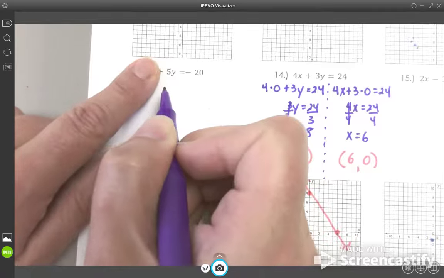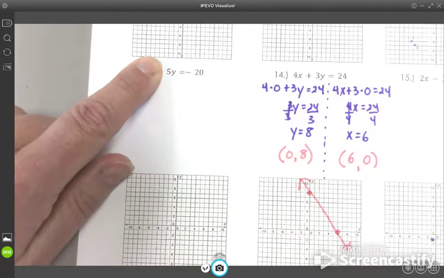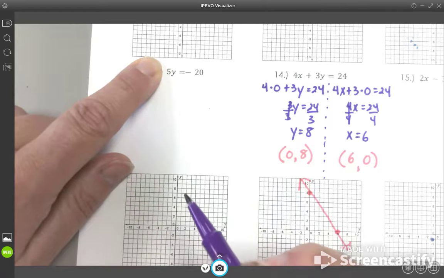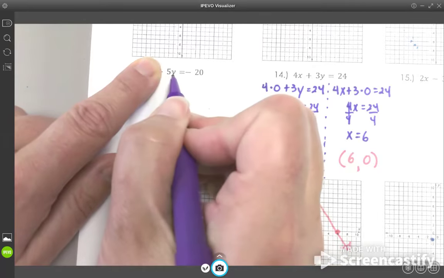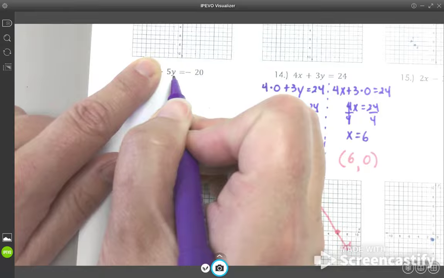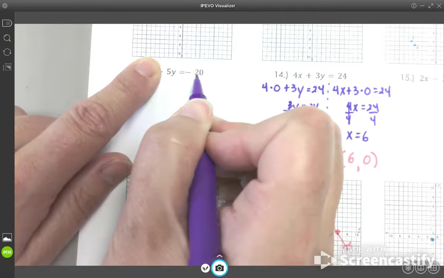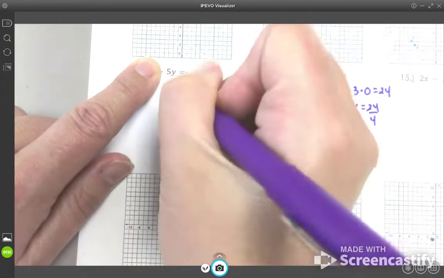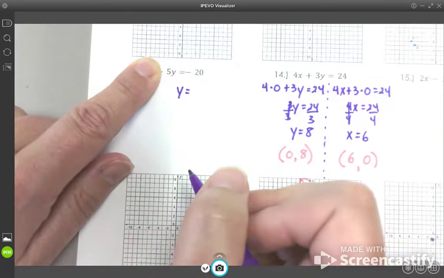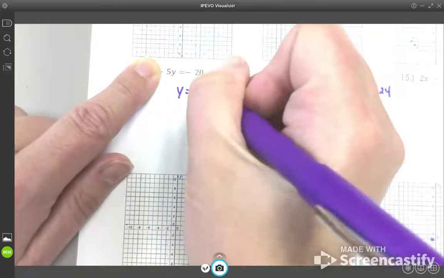0. A lot of teachers call standard form the cover-up method, because if you cover it up to pretend it's not there, because I plugged in 0, it's gone. How would I get y by itself? You would divide by 5. And when you divide by 5, my y would be negative 20 divided by 5, which is negative 4.